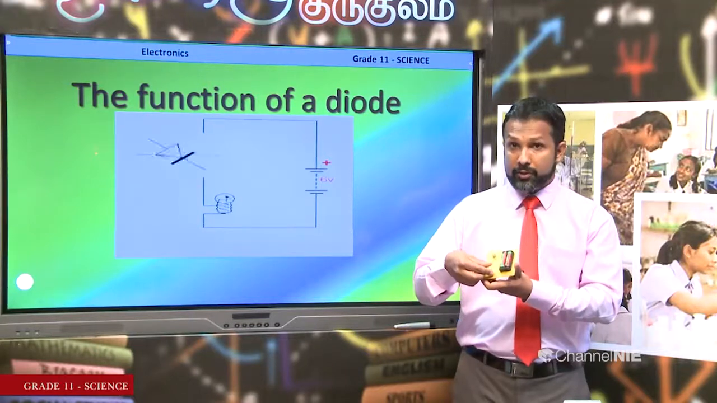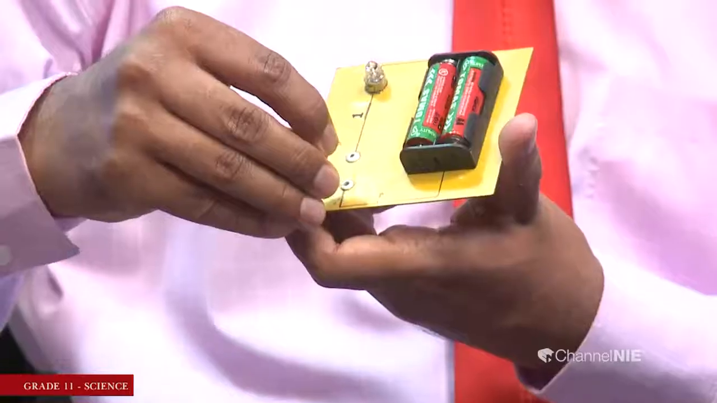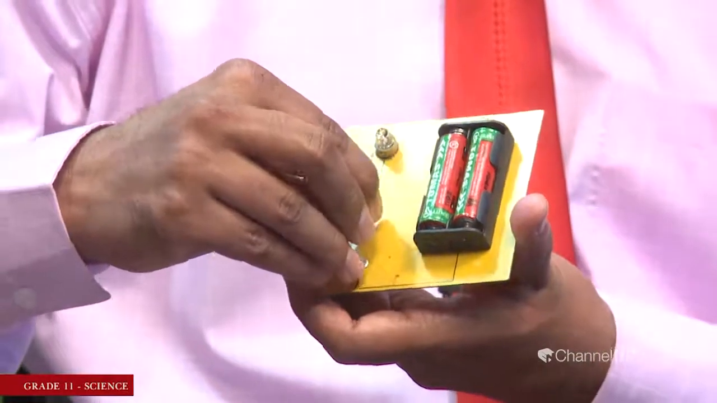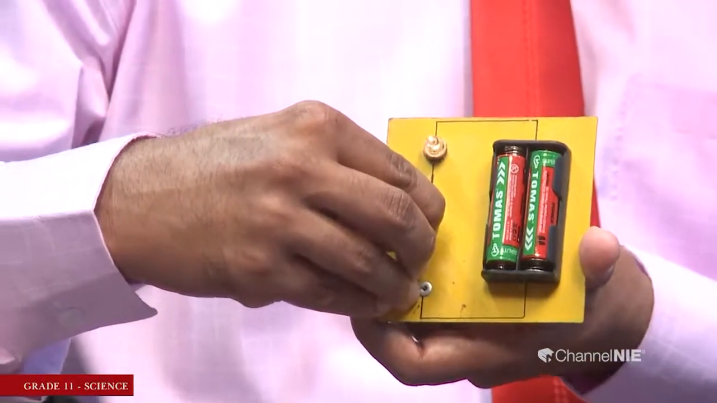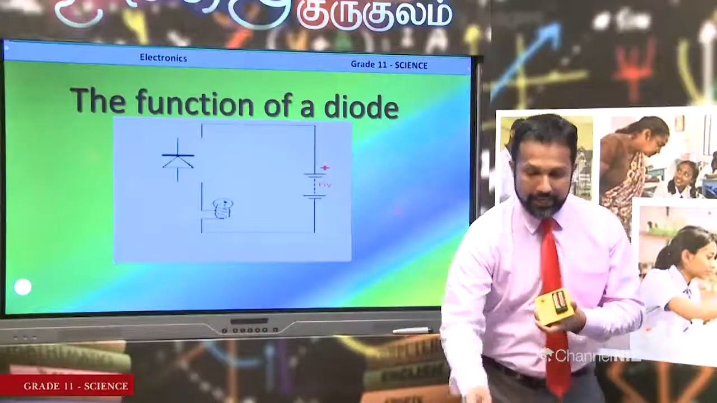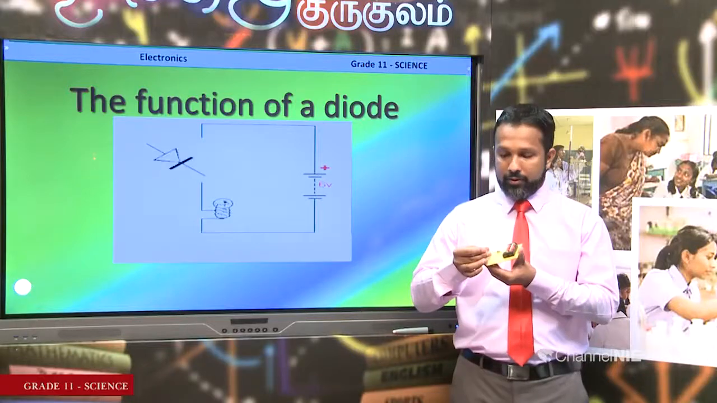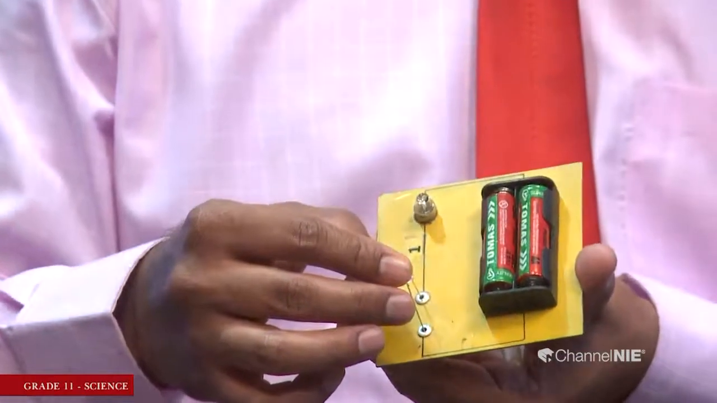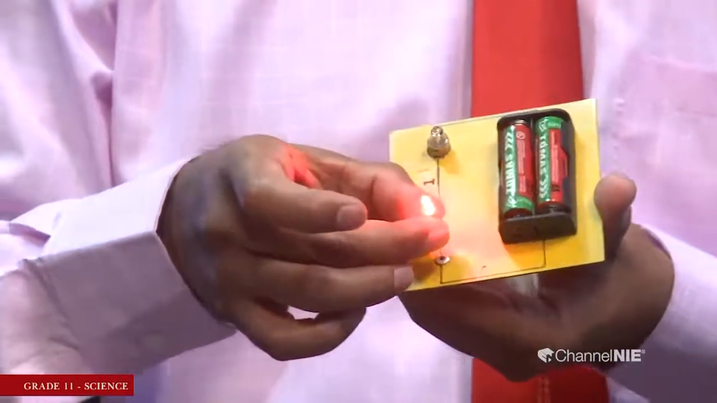Now you can see very clearly, I am going to change the terminals of the diode. Now you can see that the bulb glows. The bulb glows because of the flow of electricity through the diode. Now I am going to use another LED here, because you will learn in coming lessons that an LED is also a diode. Here, negative to positive, the bulb does not glow, but positive to positive, here the LED glows properly.